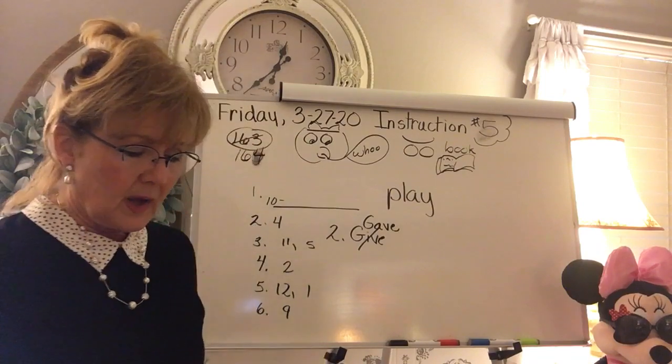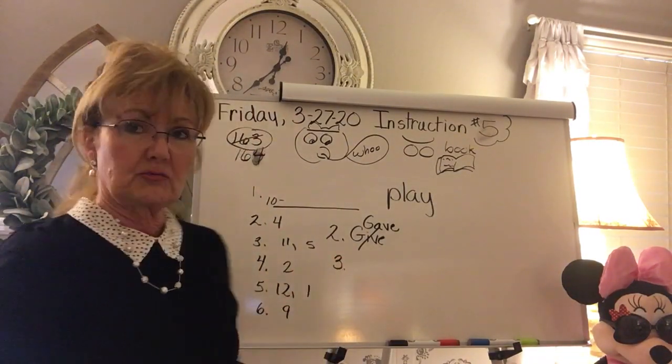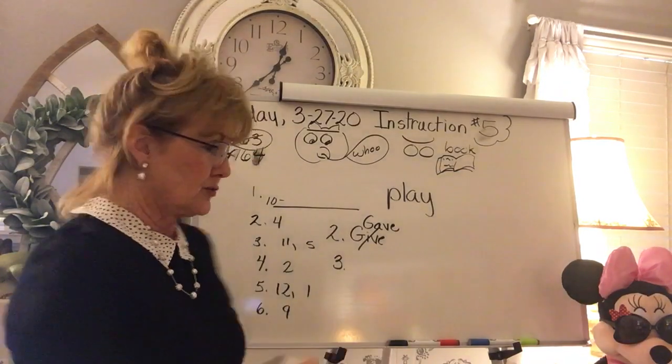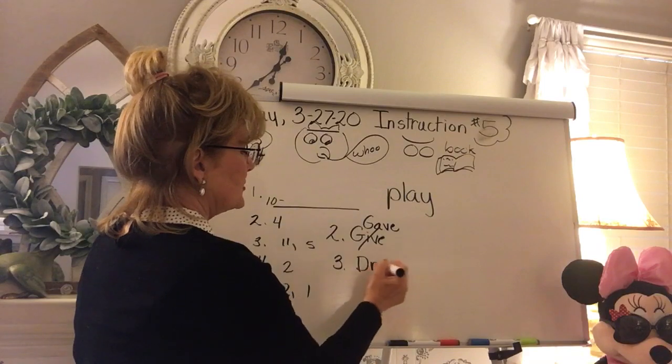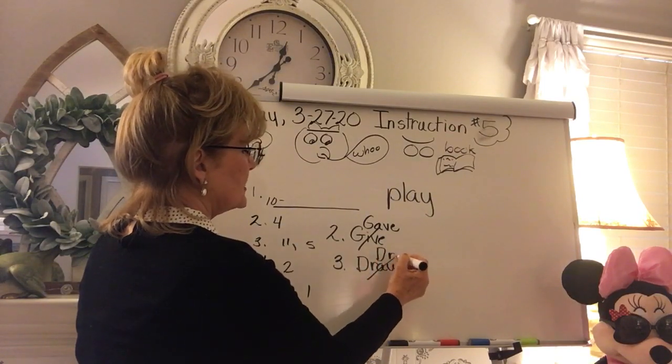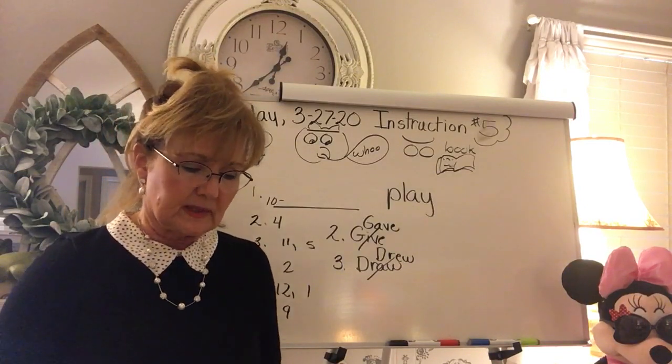Number 3, draw a poster to show. He already did it. If he already drew it, he drew it, right? So you want to edit draw and change it to drew. And again, it has a capital, and you'll copy the whole sentence down.